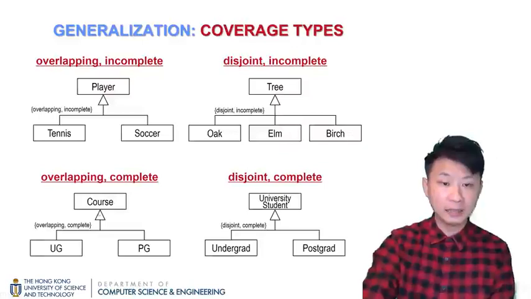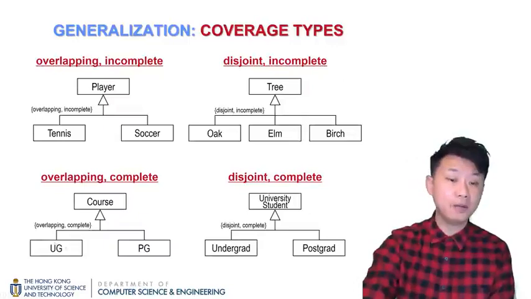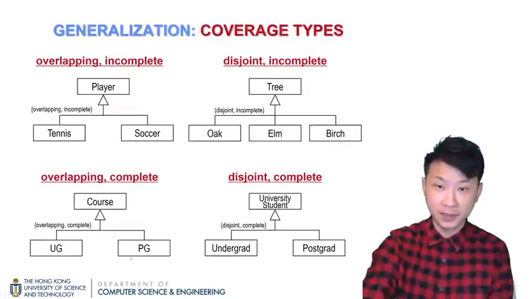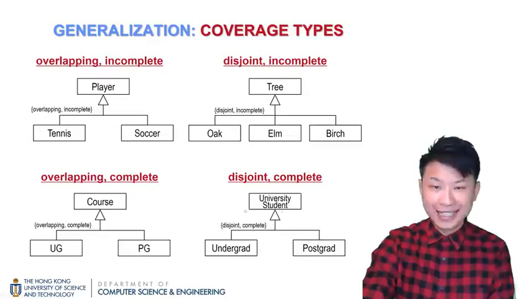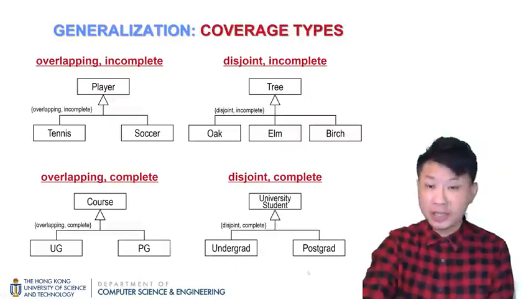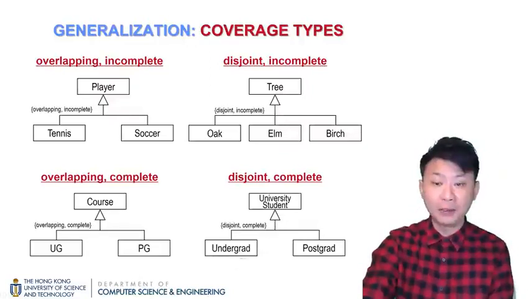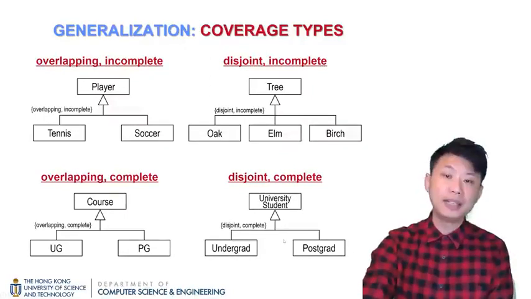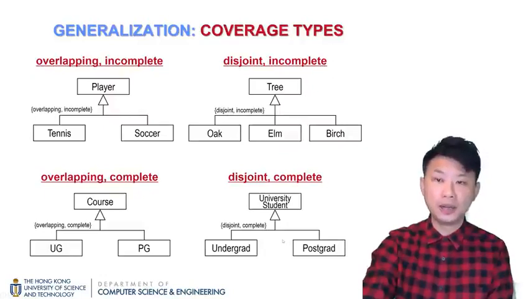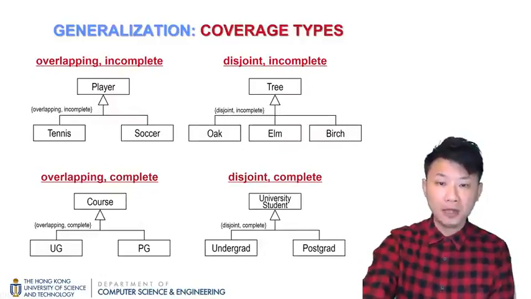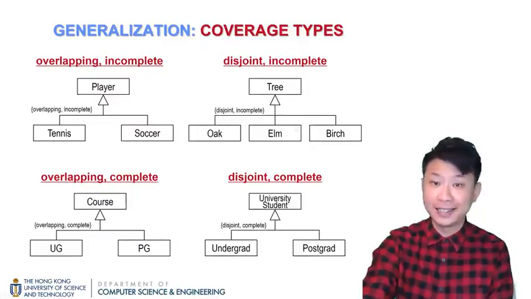And for courses, it's going to be overlapping and complete because we only have either UG courses or PG courses, so that's why it's complete. And it's overlapping because some of the courses may be for both UG and PG students. For university students, we have two types, right? UG or PG. It's going to be disjoint, right? It's going to be either UG or PG. And we only have these two types of students under the application domain, so it's going to be complete. So based on what we call the coverage types, we have to specify the constraints for generalizations.